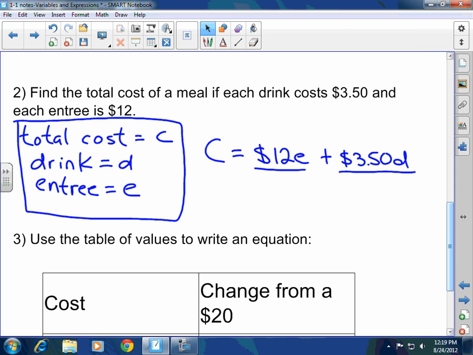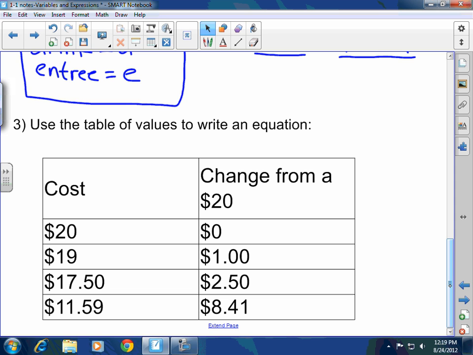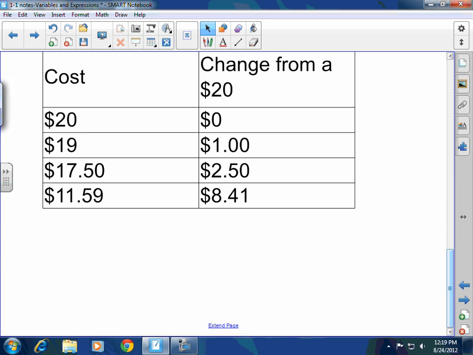Now, sometimes I give you tables, and with these tables, you have to give me an equation. Over here, we're going to call the cost C, and we're going to call the change from a 20 X. It doesn't matter what you call it. You could call it CH, I don't care. Label, though, okay?